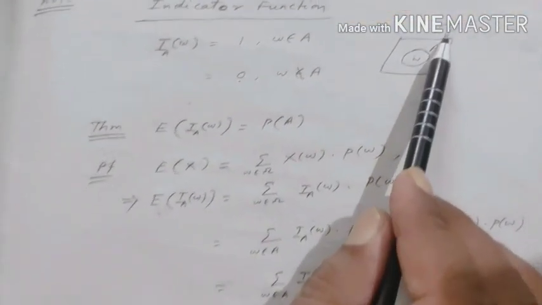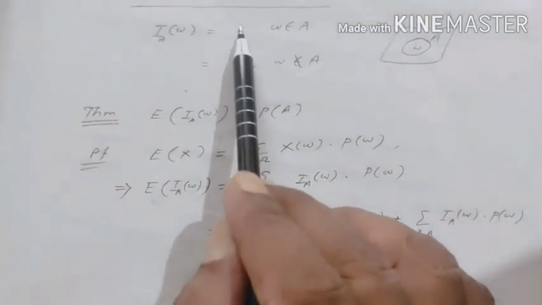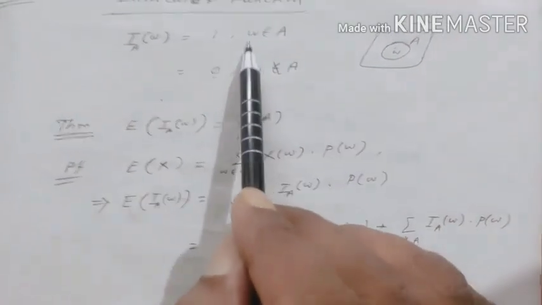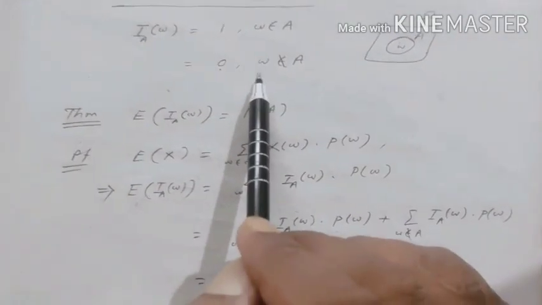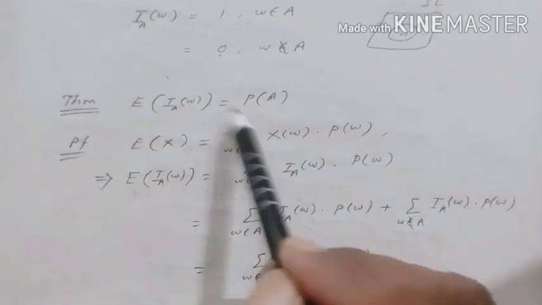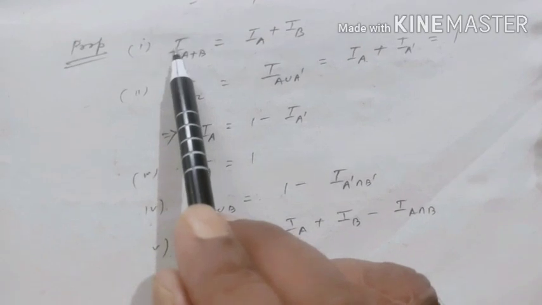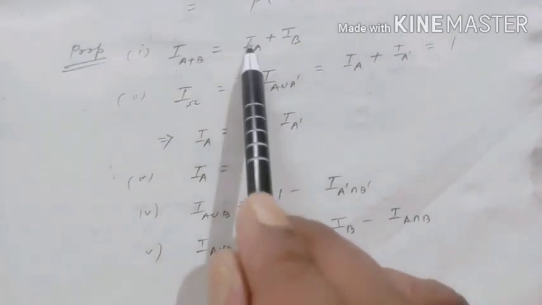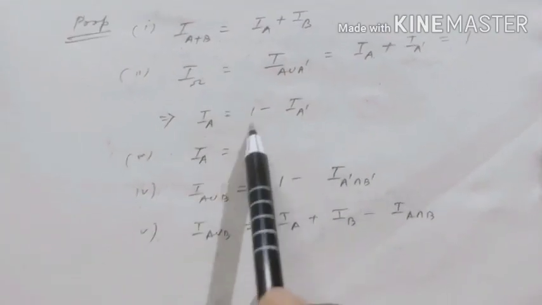Indicator I_A of omega. Suppose A is a subset of the sample space. The indicator has two values: 1 means omega belongs to A, and 0 means omega belongs to A complement. Then what is the expectation? The expectation is P of A, a very simple formula. There are also properties of the indicator function: I of A intersection B equals I_A times I_B, I of A union B equals 1 minus I of A complement intersection B complement. It is just set theory.